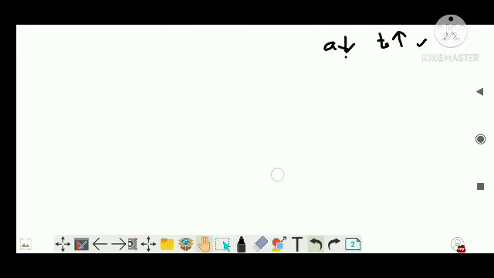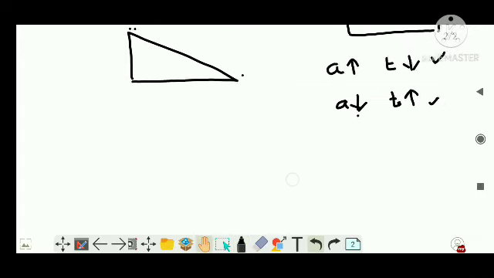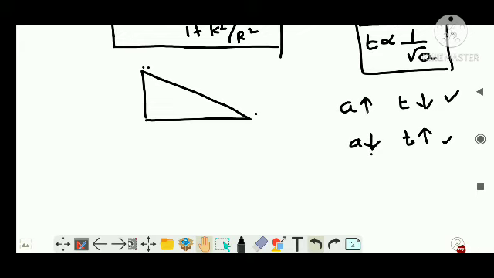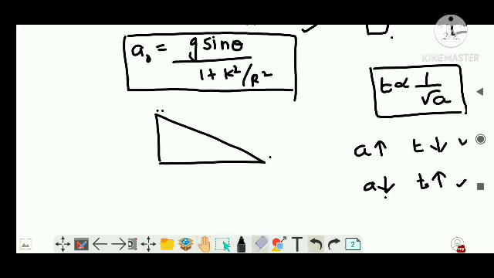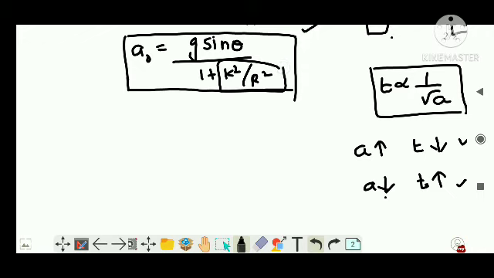Now I am going to make sure that you understand how I can say whether a is greater or less. See, any parameter, look here, right? Let's say this k squared by r squared. This g is constant, sine theta is constant, 1 is constant for any inclined plane, right? If we are considering the same inclined plane, then the factor which is changing for any body, whether it is disk or sphere, etc., is k squared by r squared, right?